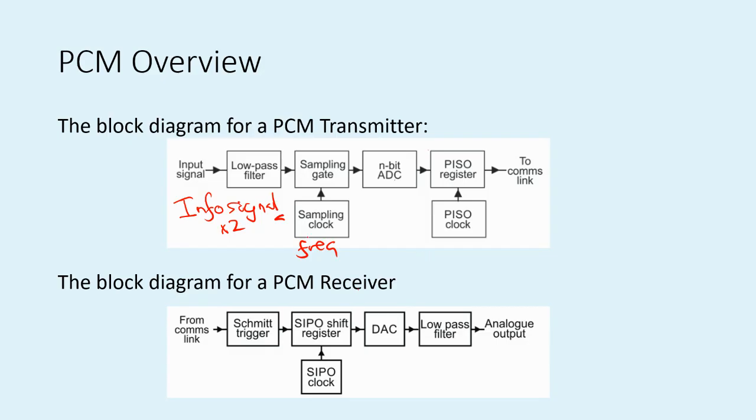If doubled is not less than the sampling clock frequency, then we need to work out the difference to work out the output frequency, not the information signal frequency.